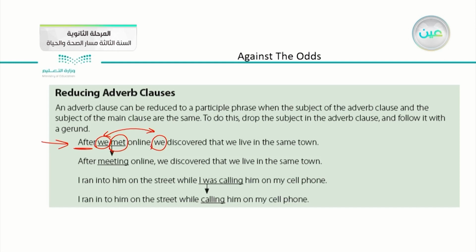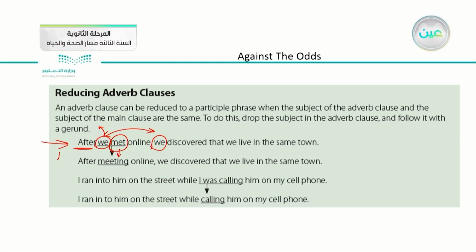This is the right way to reduce the adverb clause. After we met online, we discovered that we live in the same town. After meeting online, we discovered that we live in the same town. We took out the word we and we add the ing to the verb.